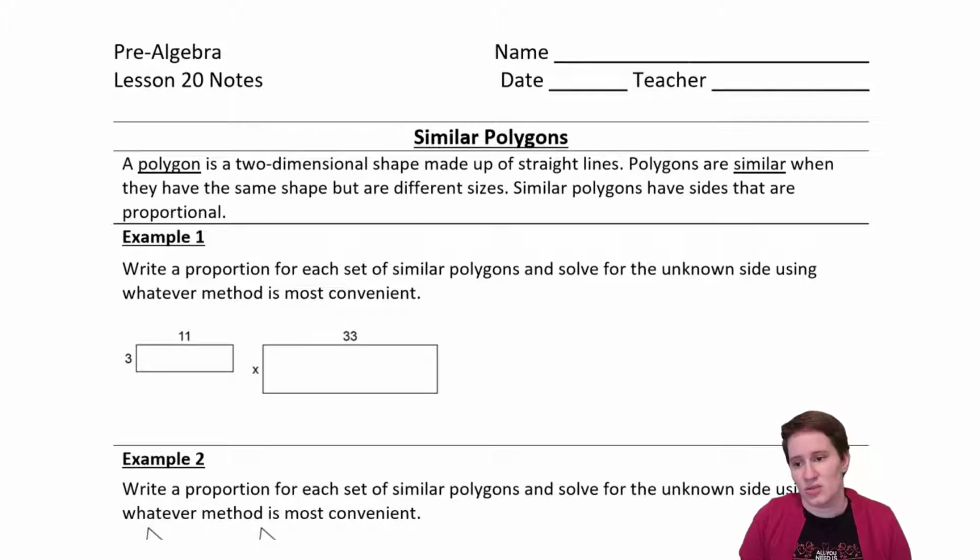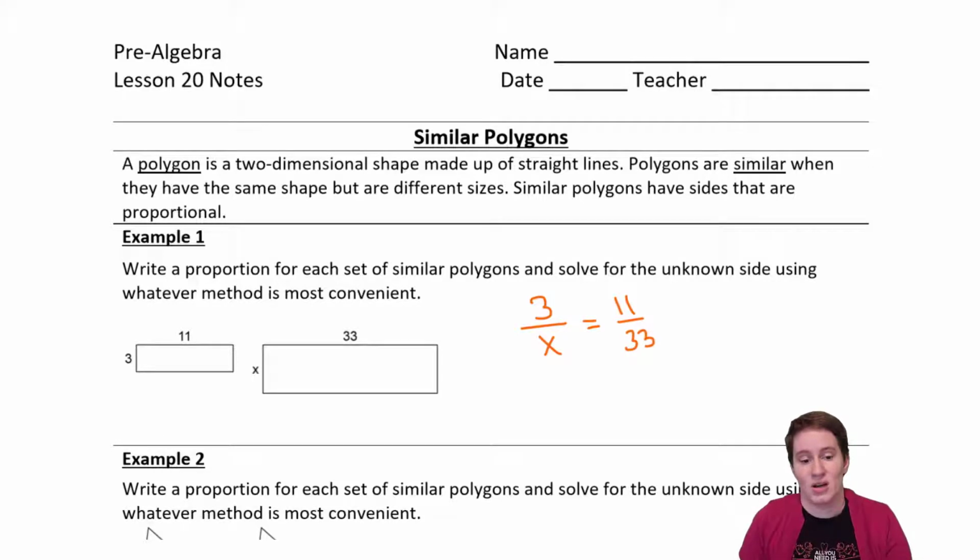There are 2 ways that we can set up our proportions. We either group together the sides that are talking about the same thing, or we group up the figures that are talking about the same thing. Here's what I mean by that. On example 1 here with these rectangles, I could do 3 over x, because those are the sides that correspond to each other, that go with each other, and then that would equal 11 over 33.